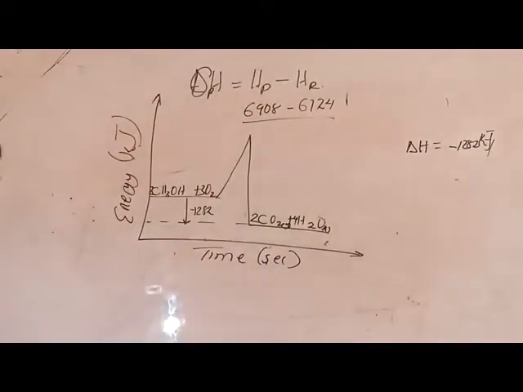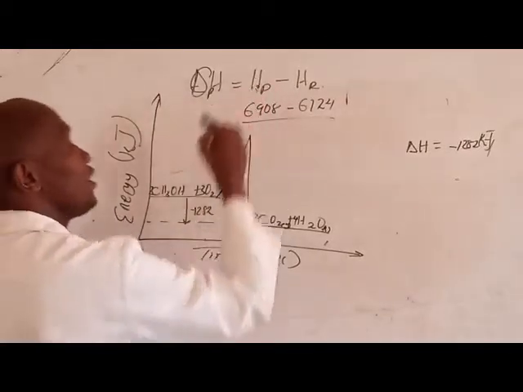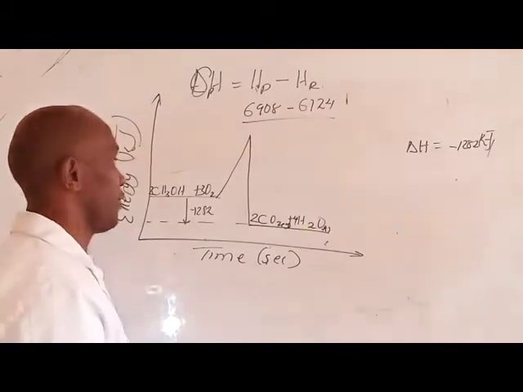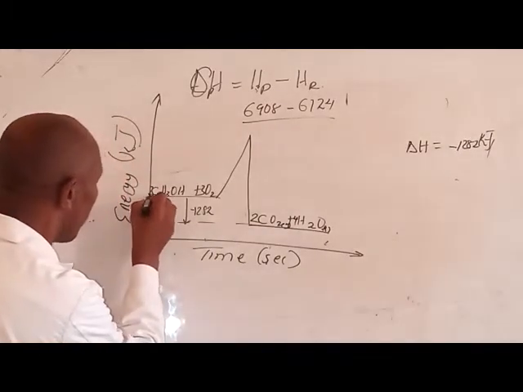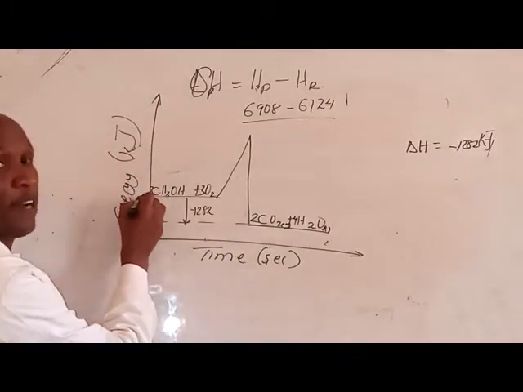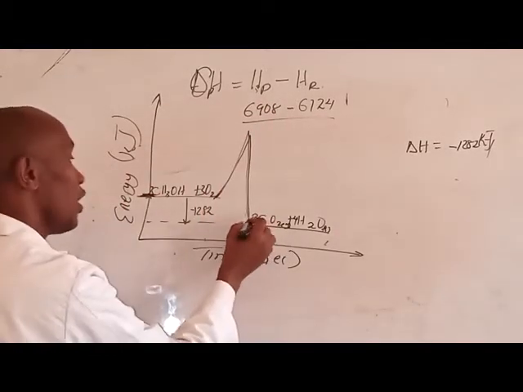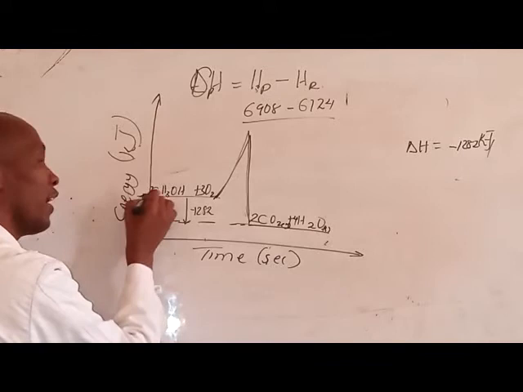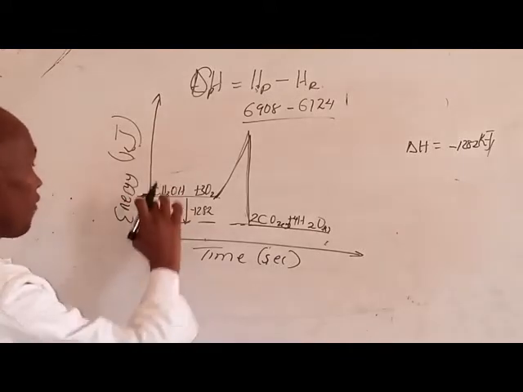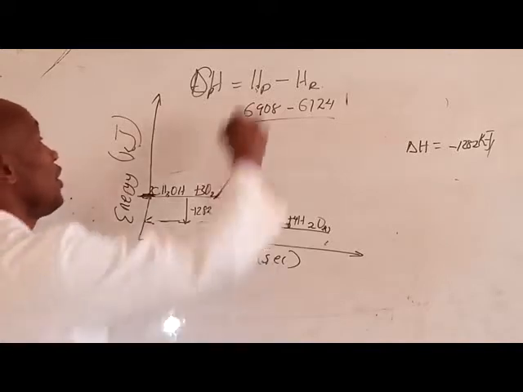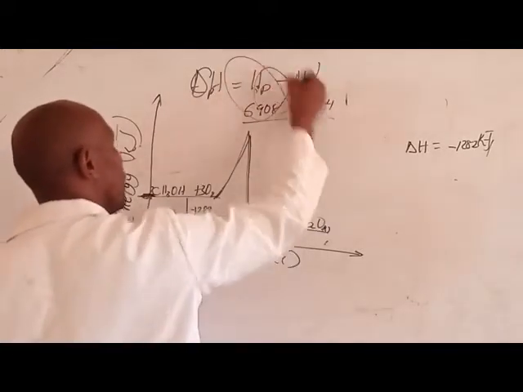Do you know you don't know the heat of the product? You don't have this value. What you have are these readings and that reading. You don't have this value and that value. If you had this value and that value, you could have used that expression. So this one, please avoid it.